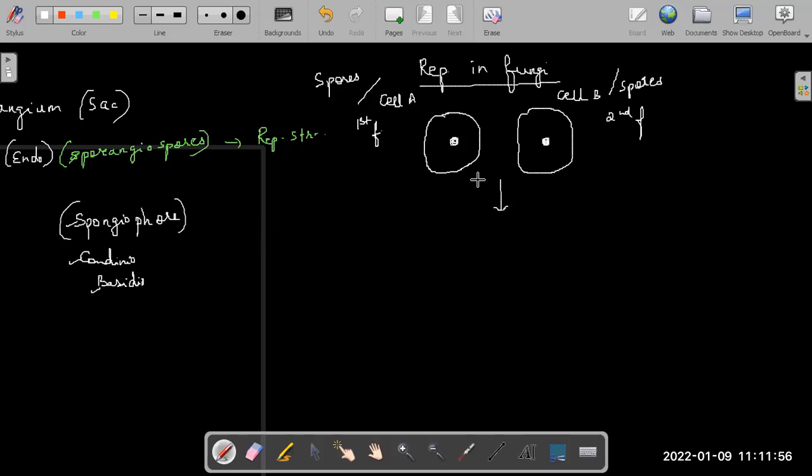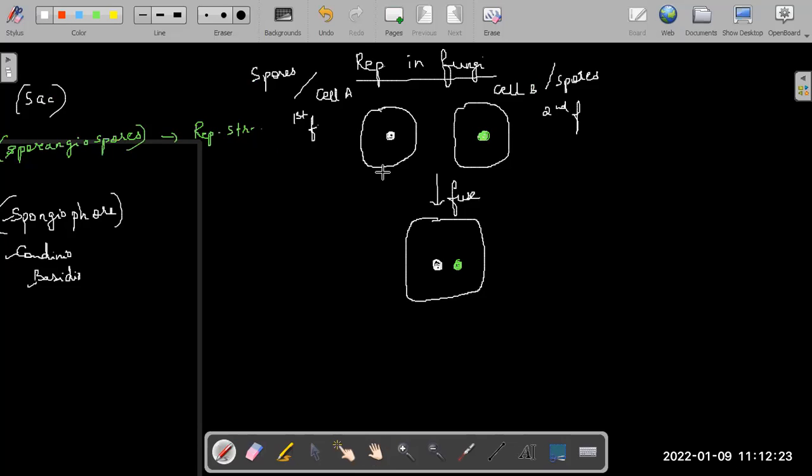Now, usually what happens is when these two cells fuse, the two nucleus, if you see, I'll label it in green, they usually do not fuse. So what you end up getting is a dikaryon stage. So if you look at the general reproduction structure, I'll just tell you. So reproduction in fungi, first step, write it down. First step is called plasmogamy.